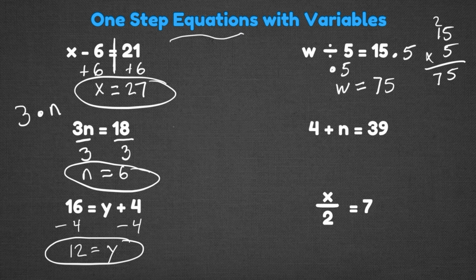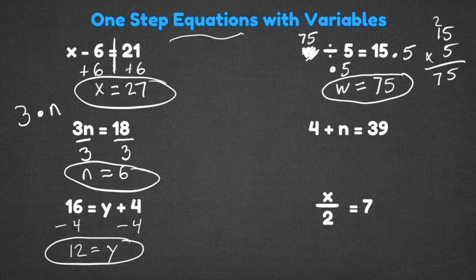W equals 75. Now, when in doubt, it's always smart to plug these back in, right? So we could plug any one of these variables back in to see if we're doing this correctly. So let's plug this one back in. 75. What if this W was a 75? 75 divided by 5 equals 15. It's true, it works. And I could look back at any of the other ones we've done and plug in the variable to double check our math.